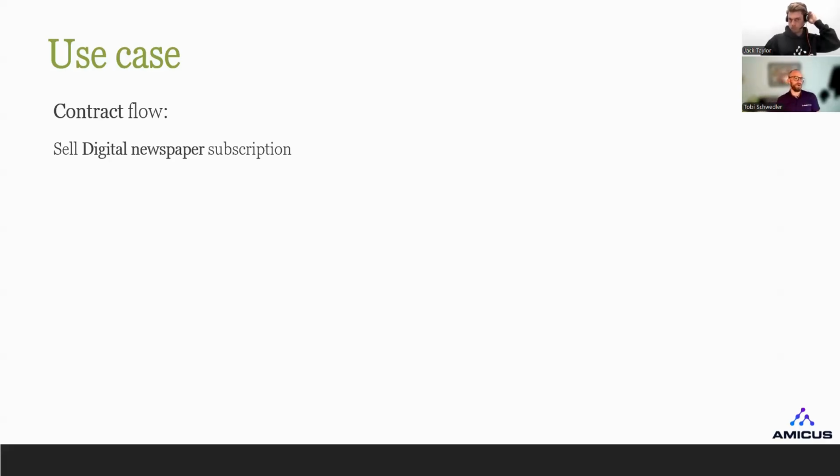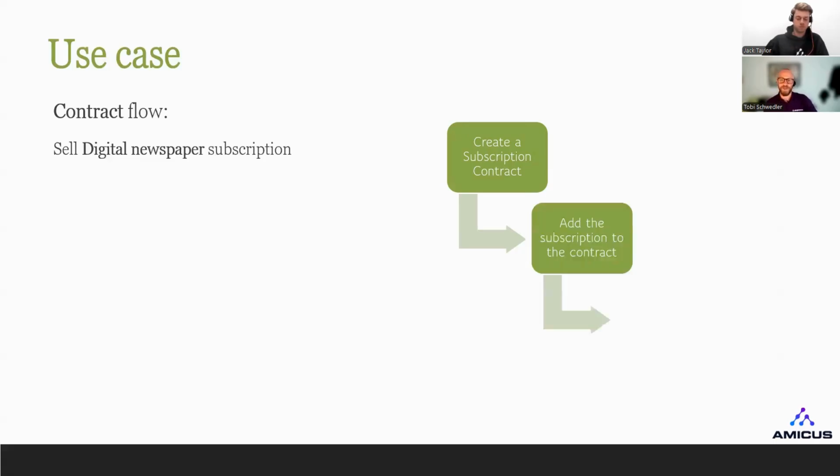One thing we call contract flow. This is pretty simple. It's the simplest use case you could think of. So imagine someone calls and you're providing, for example, a digital newspaper, or you're providing, I don't know, your fitness gym, and you need to provide a membership there. Then you can just create a subscription contract for this person or for this company, for the end user, and add the subscription into the contract, and then create the invoice out of it. So that's as simple as it gets.